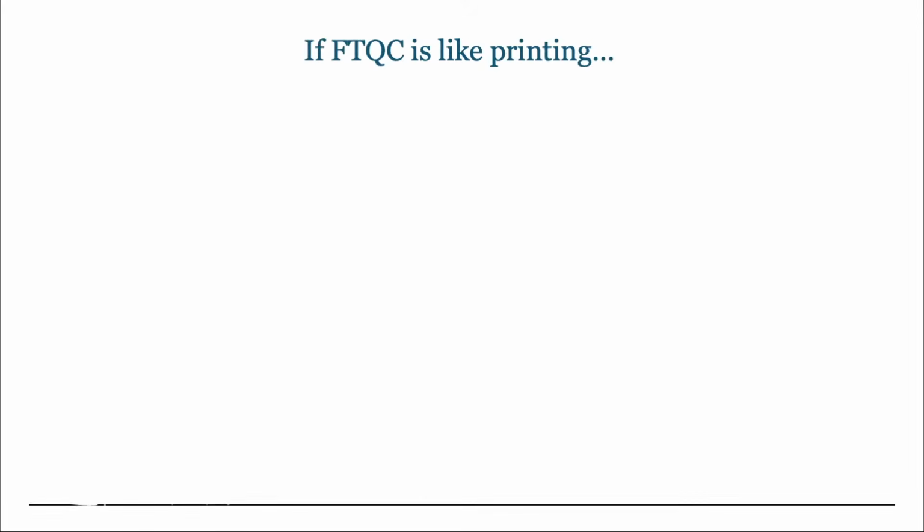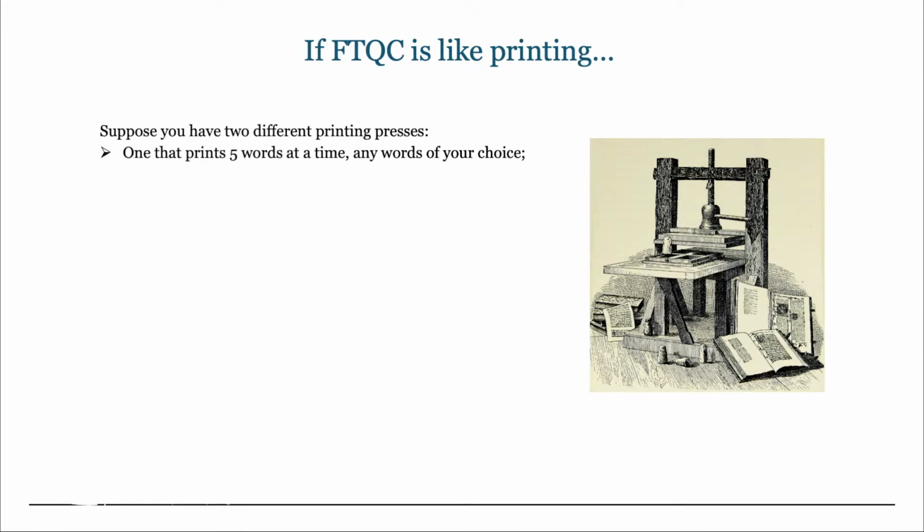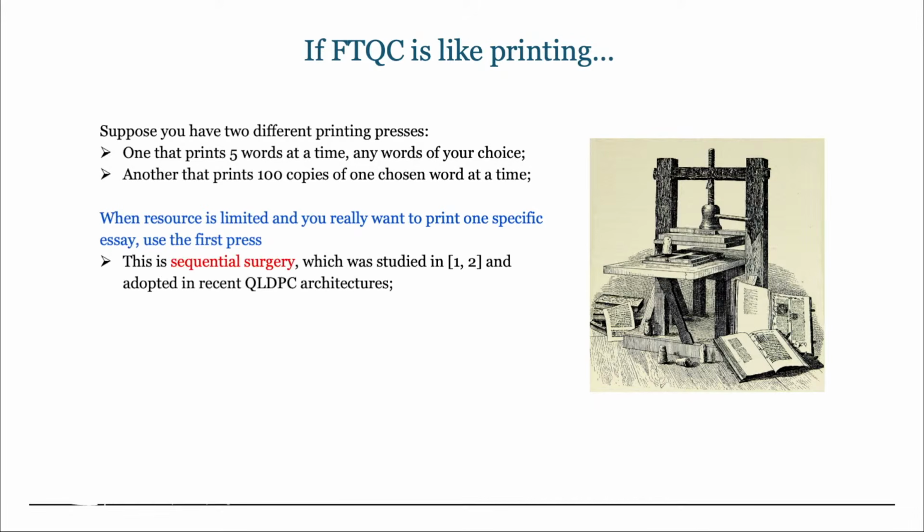So let me take this analogy one step further. If FTQC is like printing a document, then you have two types of printing presses here. One that prints 5 words at a time, any words of your choice. The other one prints 100 copies of the same word at a time. Now, when resources are limited and you really want to print one specific essay, you use the first press. And this is sequential surgery, which was studied and adopted in recent architectures.